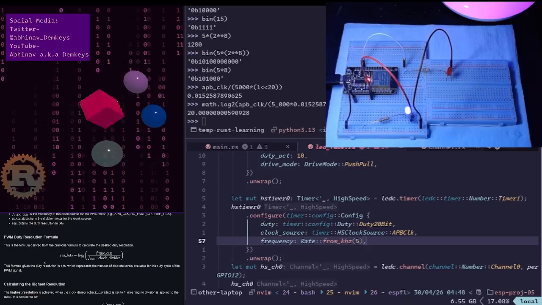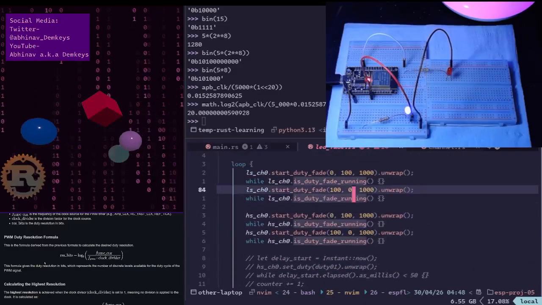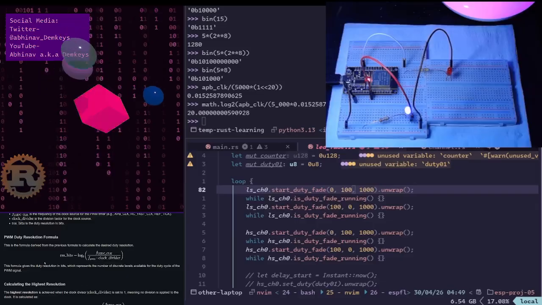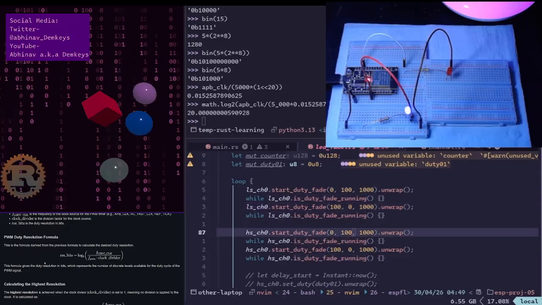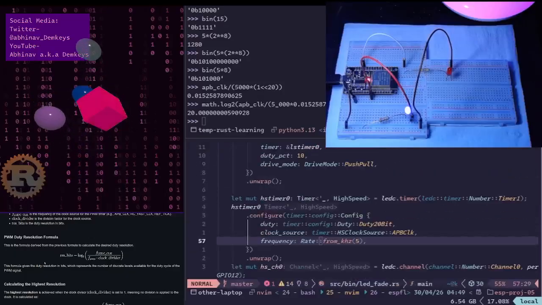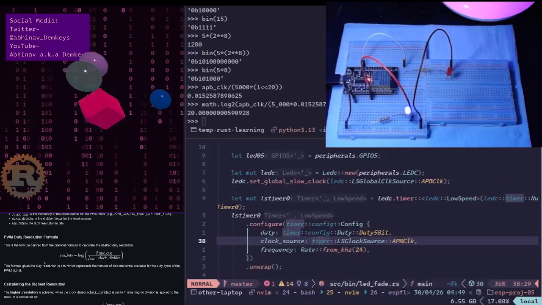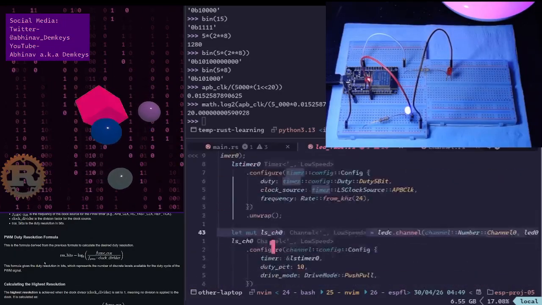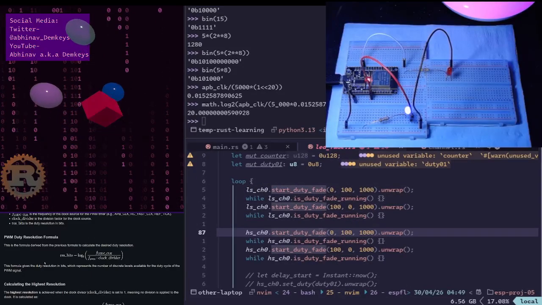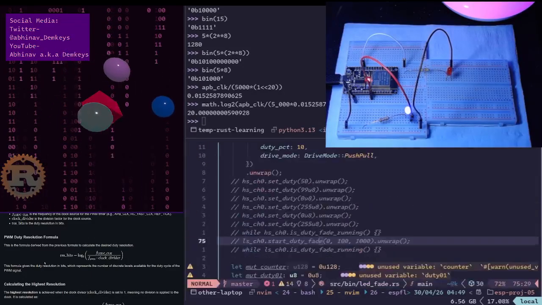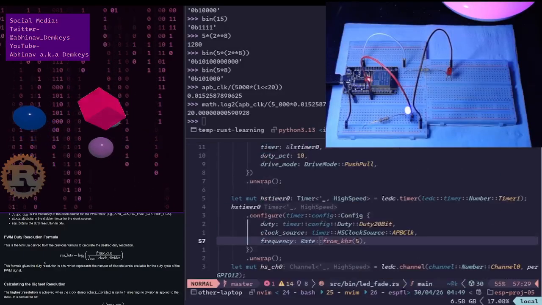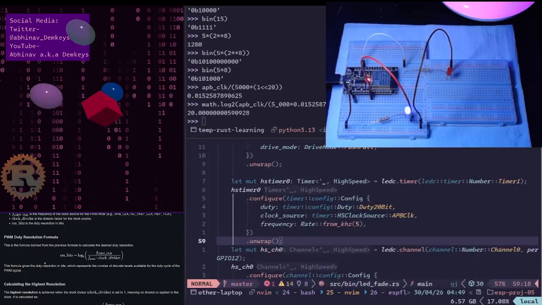Okay, we've set that for the HS timer. HS timer is here. Oh, wait, no. HS timer is down here, and that's for the red LED. I keep forgetting that. 20 bits, 5 kilohertz. Okay.